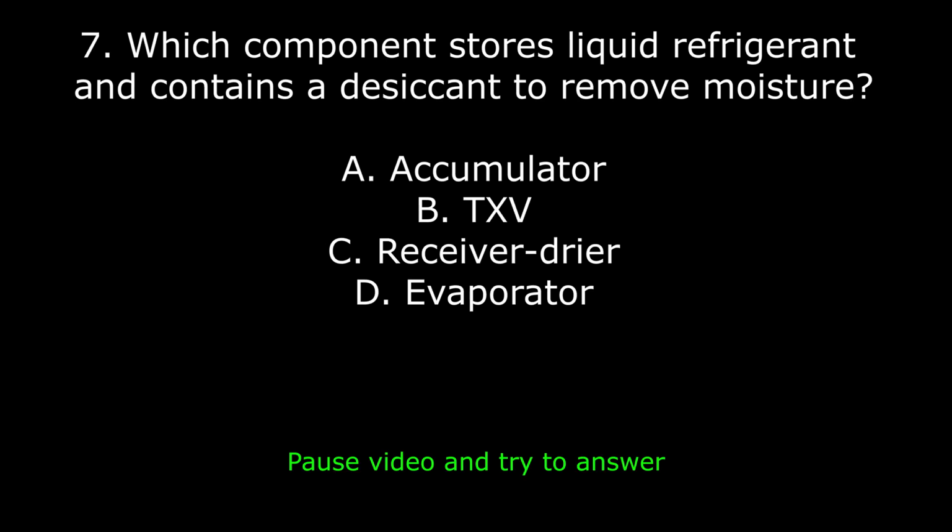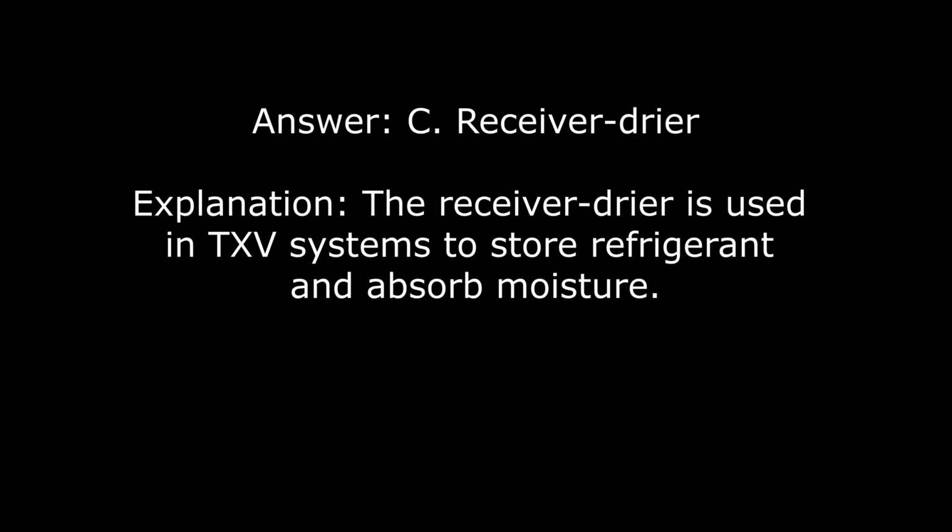7. Which component stores liquid refrigerant and contains a desiccant to remove moisture? A. Accumulator. B. TXV. C. Receiver dryer. D. Evaporator. Answer: C. Receiver dryer. Explanation: the receiver dryer is used in TXV systems to store refrigerant and absorb moisture.